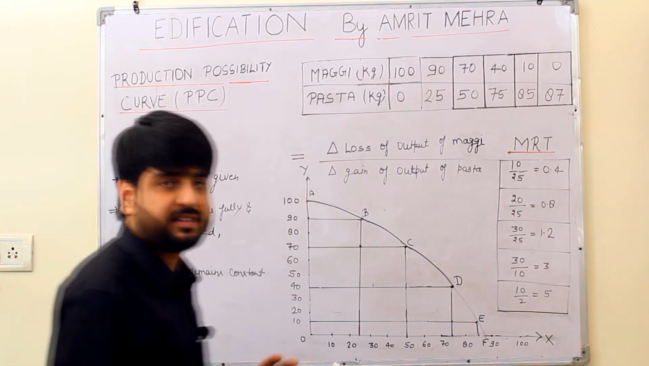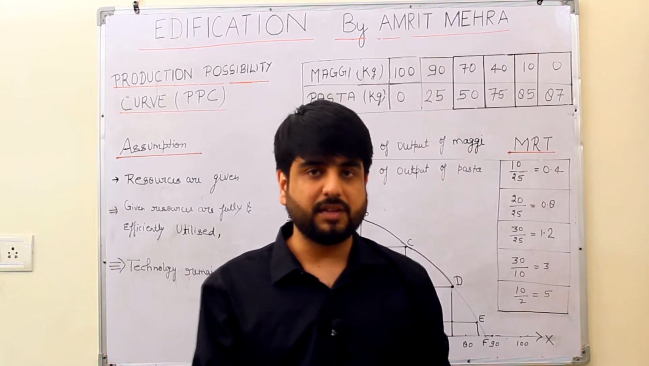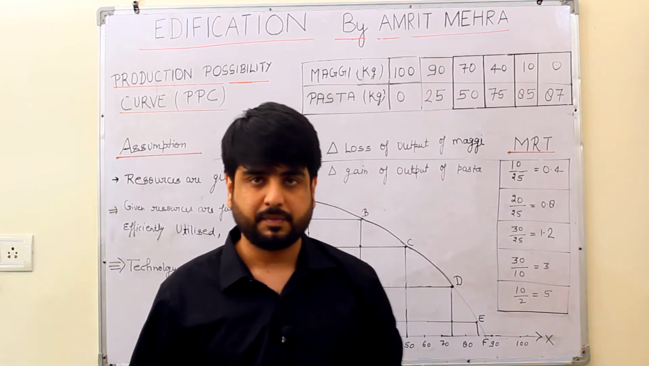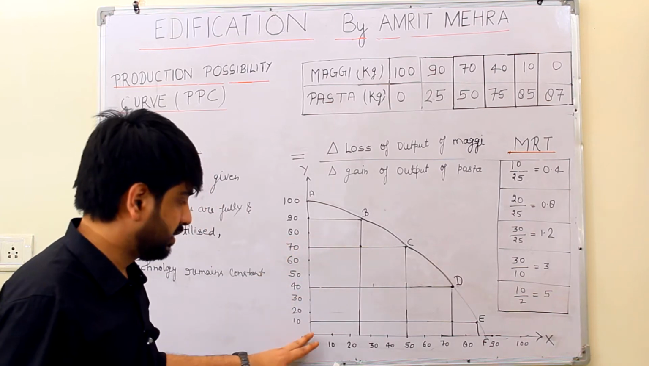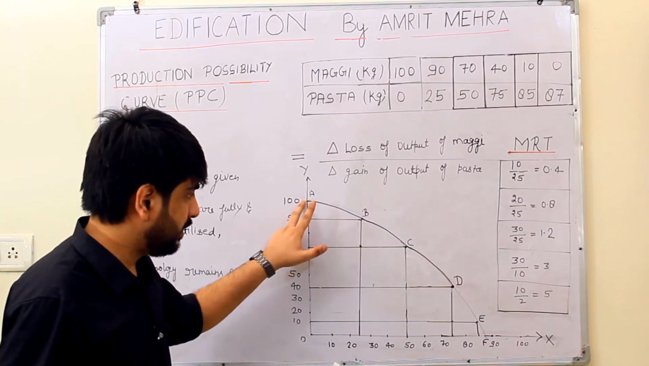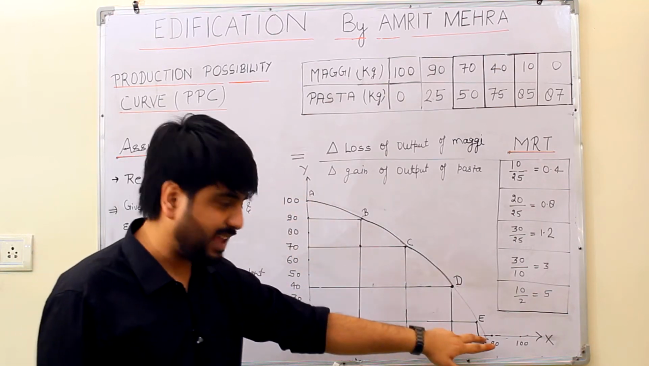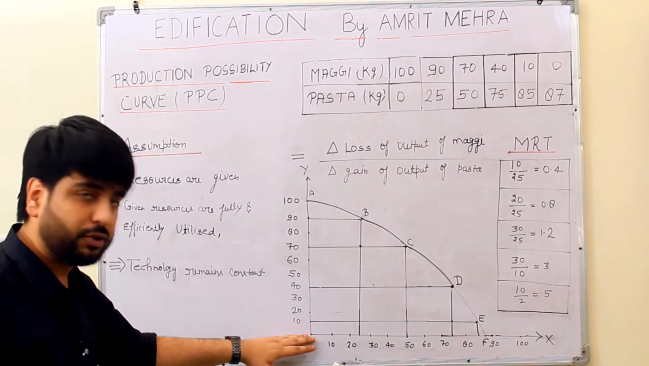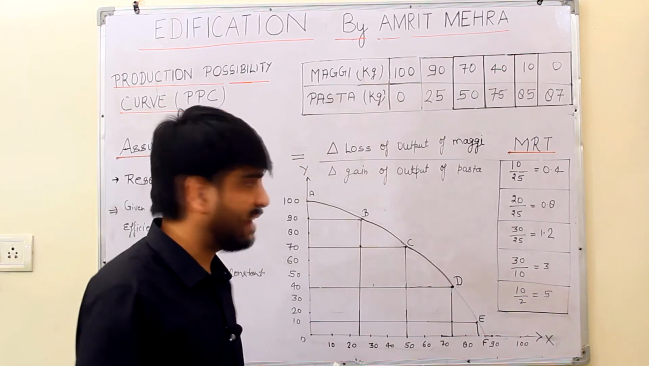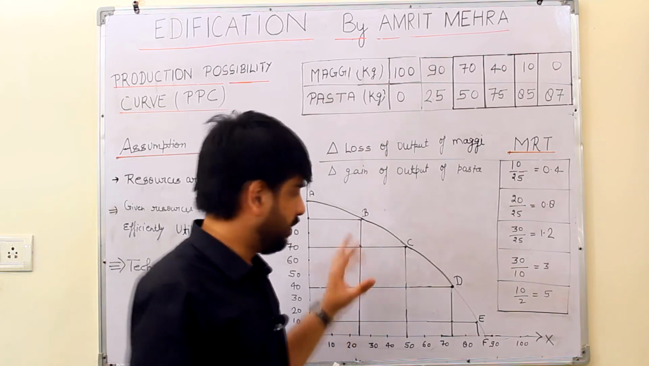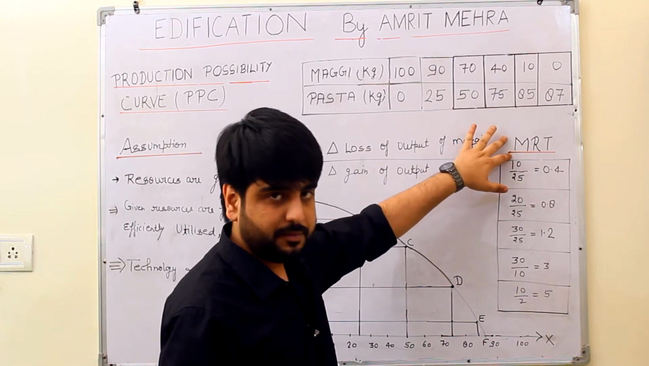Now what we have to understand is that the slope of PPC, the curve that we are supposed to make, is always concave to the origin. This curve, this PPC from y-axis to x-axis is concave to the origin. Now why is it concave? We really need to understand that. For understanding, we need to talk about MRT.